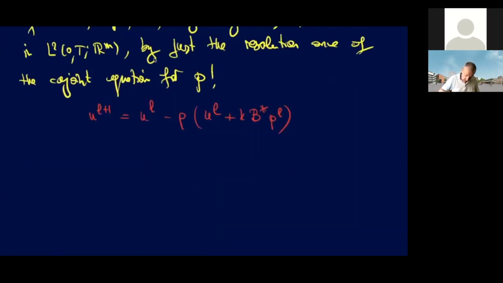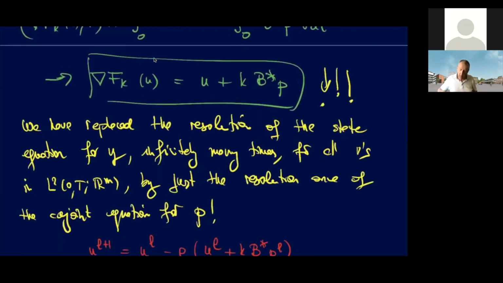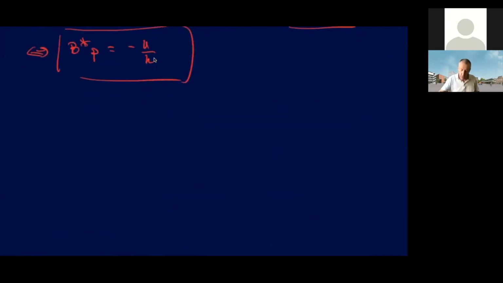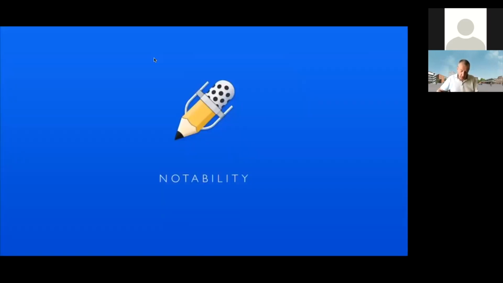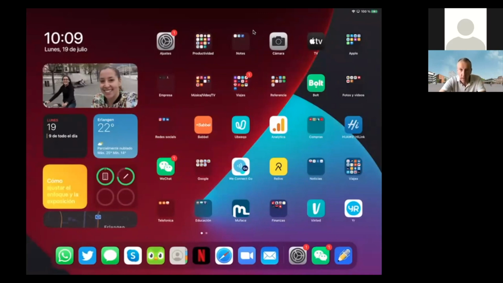In this case, the minimizer is when the gradient of fk at u is equal to 0, and this is equivalent to u plus k B star p equal to 0. And this is equivalent to B star p equal to minus u over k. Okay, well, that's what I wanted to show you. So the conclusion is that the adjoint methodology, even when you think you don't really need it, is actually something that can be extremely helpful in your resolution of the control problem, whatever the strategy you have adopted.